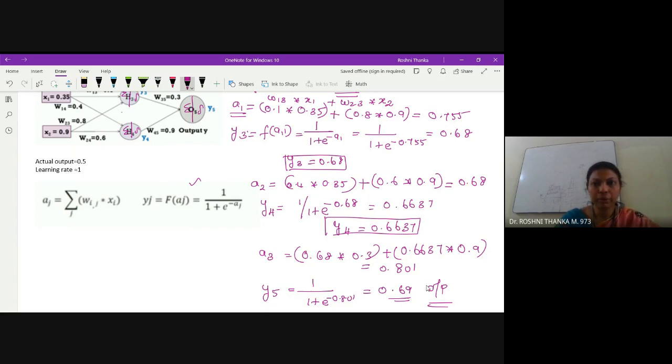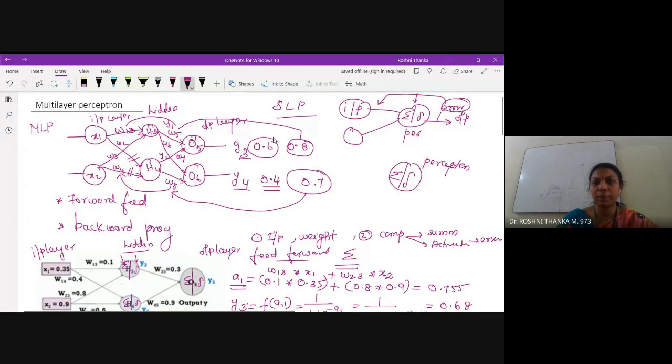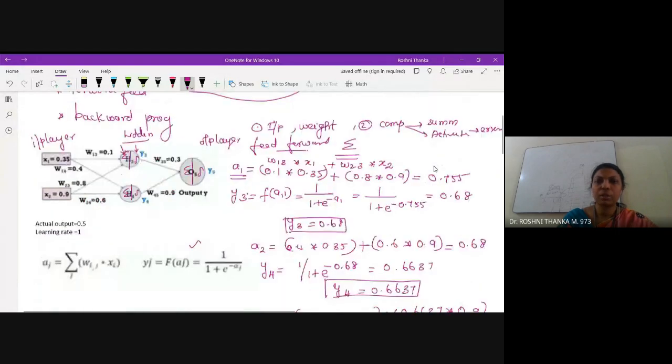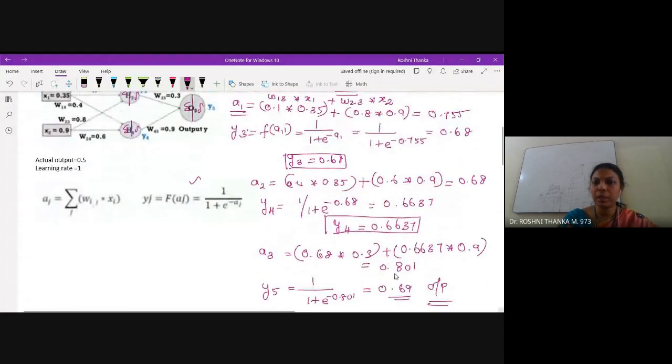Okay, now we completed that. As we already learned, after every step, once we do one feed forward, we have to see what the error is. Depending on the error, you have to backtrack and go and update the weight. So the output which we got is 0.69, but the actual output is 0.5. So now you can find the error out of it.